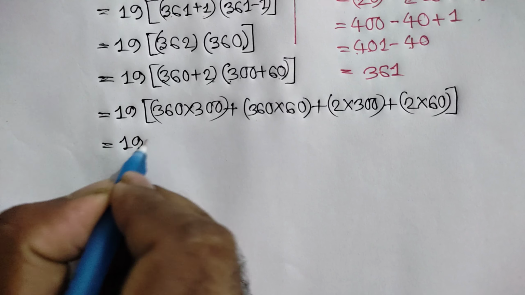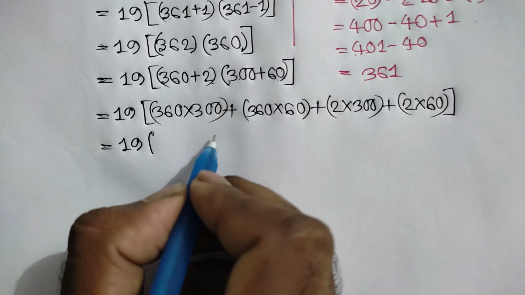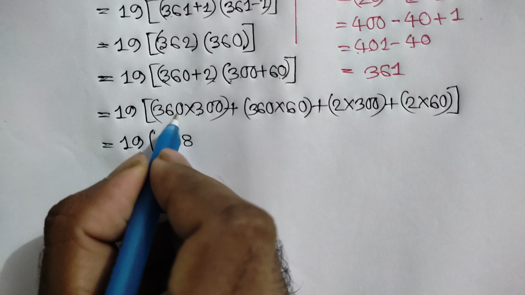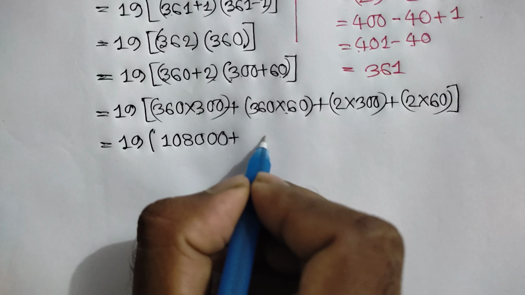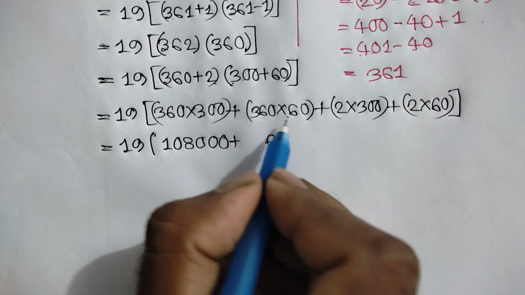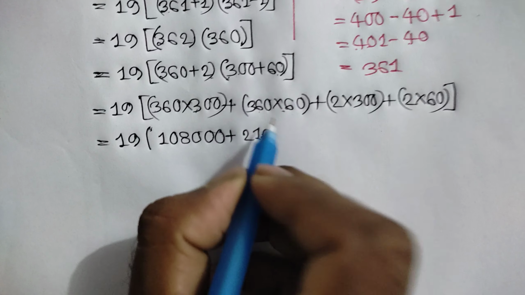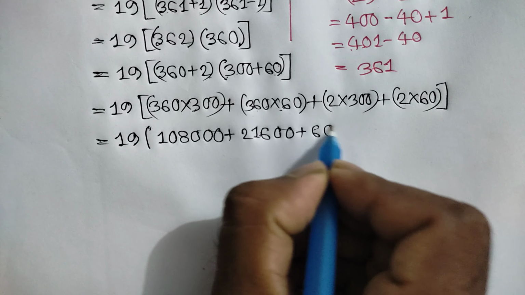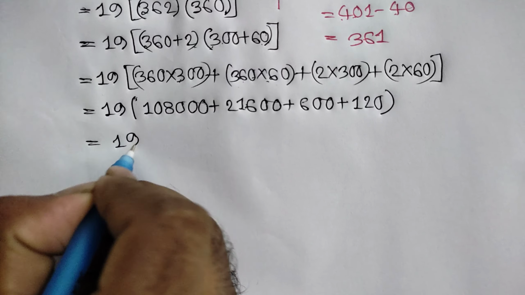is equal to 19 times 3 times 6 is 18, so we can write here 8, 1 is carry, now 3 times 3 is 9, 9 plus 1 is 10 with 3 zeros, plus 6 times 6 is 36, we can write here 6, 3 is carry, now 6 times 3 is 18, 18 plus 3 is 21 with 2 zeros, plus 2 times 3 is 6 with 2 zeros, plus 2 times 6 is 12 with 1 zero, is equal to 19 times.